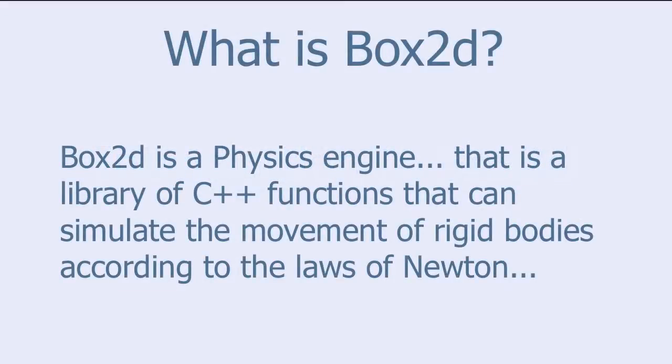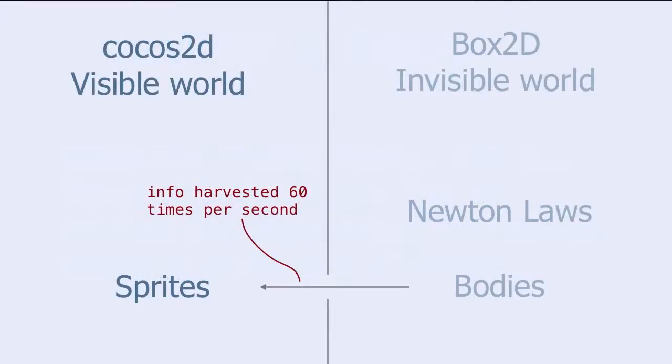This tutorial is called Introduction to Box2d. Box2d is a physics engine written in C++. That is a library of functions that can simulate the movement of rigid bodies according to the laws of Newton. You can think of Box2d as a world of invisible bodies, where the Newton laws apply.